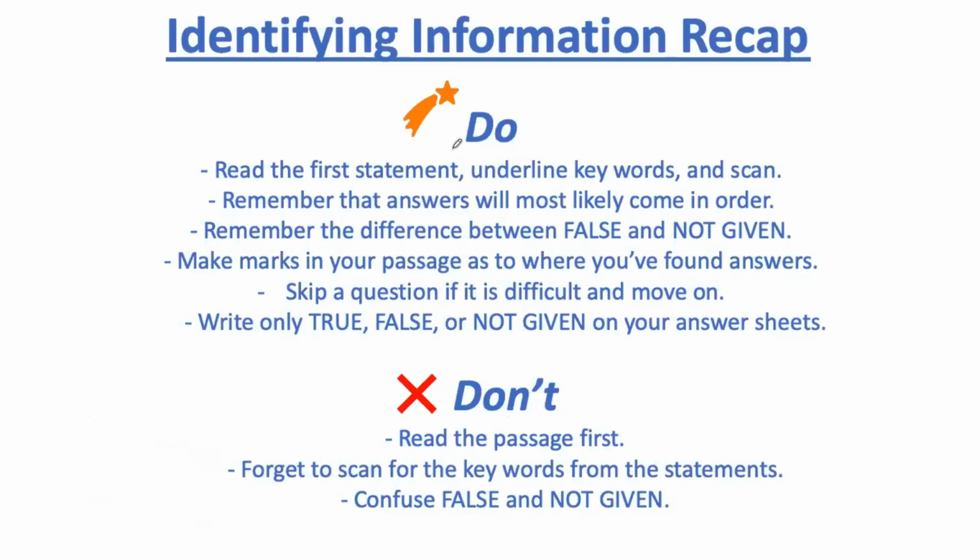All right, now just to recap, some things you'll want to do. Do read the first statement, underline your keywords, and scan. Once you've found the information for the first statement and you've found that answer, it will be much easier for you to continue on answering the rest of the questions, because you do need to remember that answers will most likely come in order. Also, do remember the difference between false and not given. We explained this in our initial examples earlier in the video, but if information in the passage contradicts your information question, it's most likely false. If it neither contradicts or proves that information, it's most likely not given.